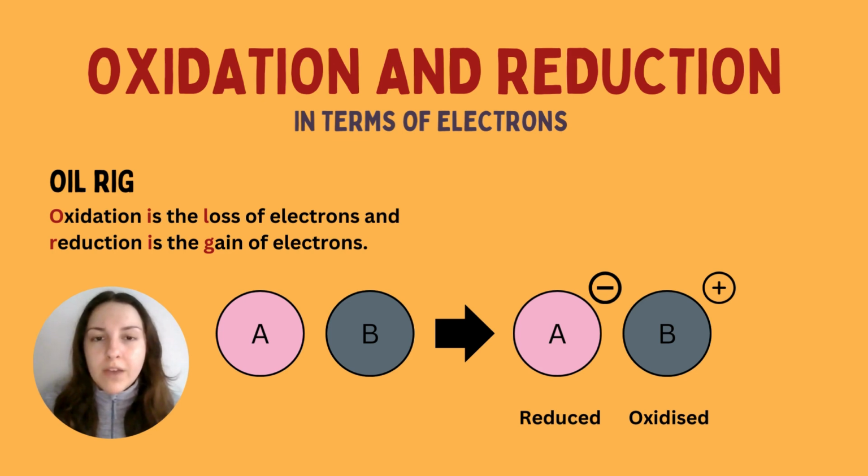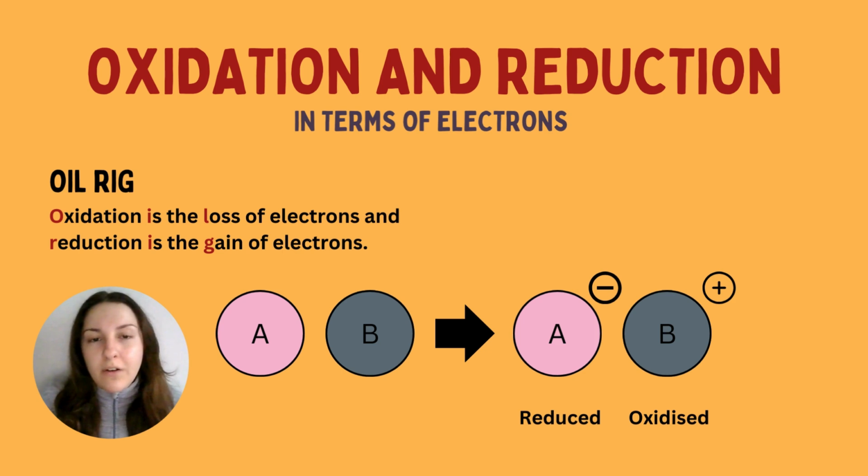Something to be aware of here as well: in the case of A, it's gained an electron, so we can say that it has been reduced, or there's a reduction that's gone on here. B, because it has lost an electron, has become oxidized.